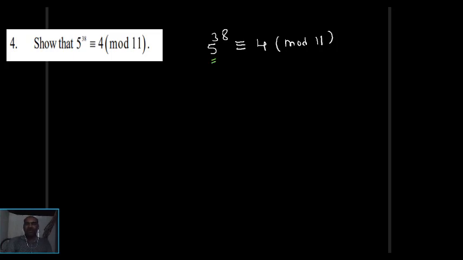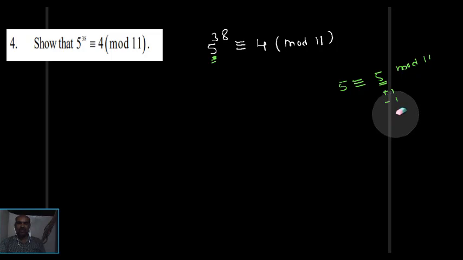First of all, you want to find the relationship between 5 and 11, that is, 5 power something with 11. Okay. 5 is congruent to 5 modulo 11. No use. Here I want plus 1 or minus 1, or better 2 or minus 2. I don't want bigger numbers. So 5 square is 25. 25 divided by 11 leaves remainder 3 modulo 11.